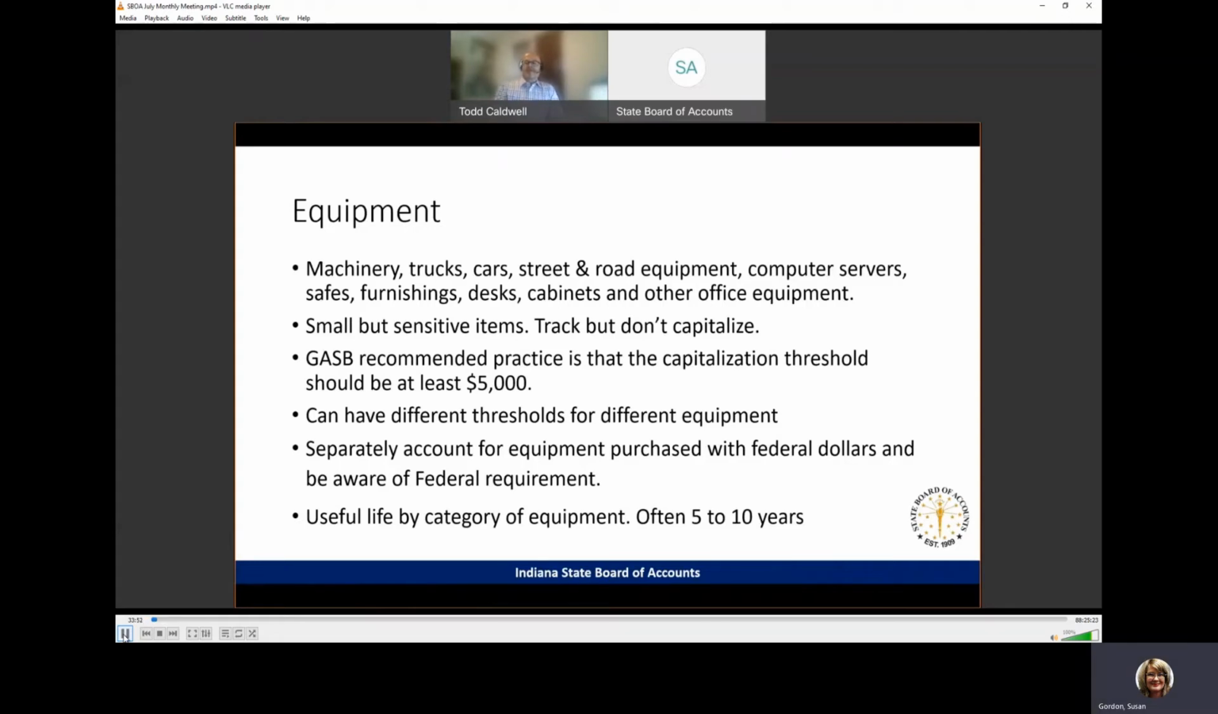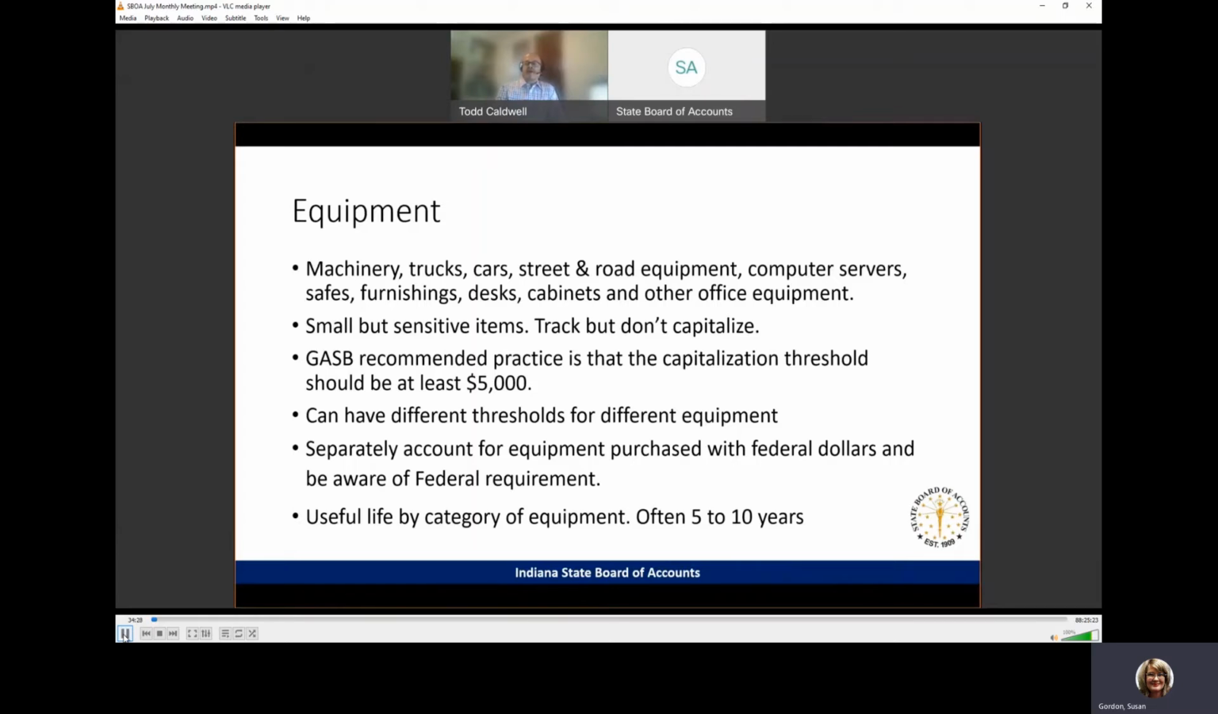So as an example, let's say your capitalization threshold is $7,000, but you have a particular grant that requires you to track any assets purchased with the grant funding that exceed $5,000. You're going to need to track any items between 5 and 7 that you purchased with federal dollars in order to be in compliance with the grant agreement. That's going to differ slightly from reporting in the annual report. Your capital asset schedule in your notes, and for financial purposes, would be any items over your threshold. Those types of federal dollars in that example would not be on your annual report.